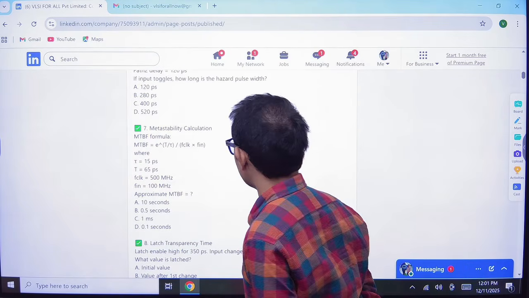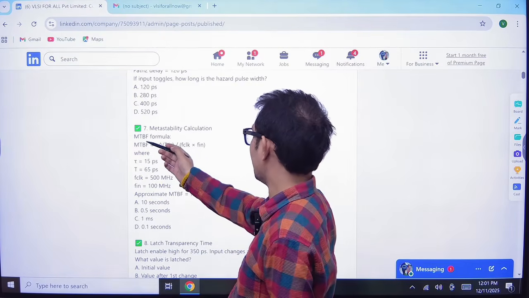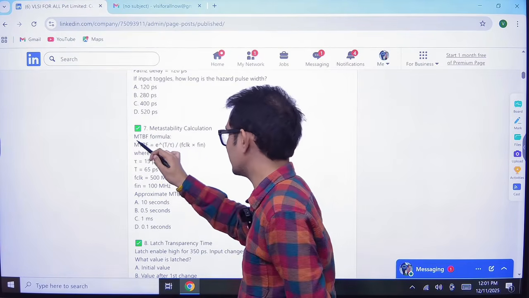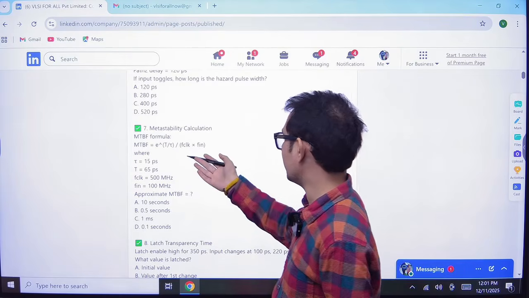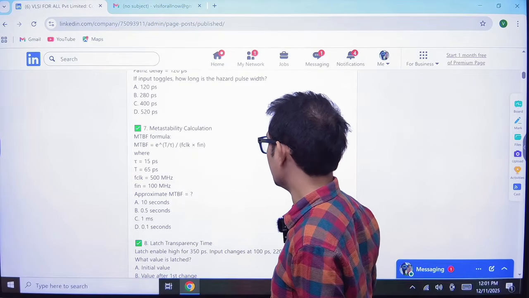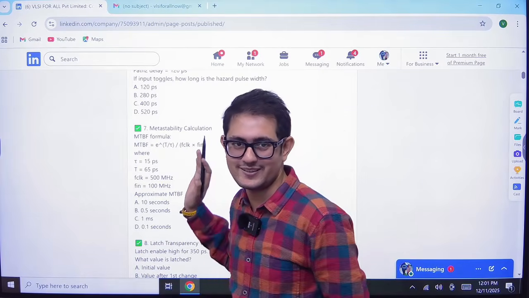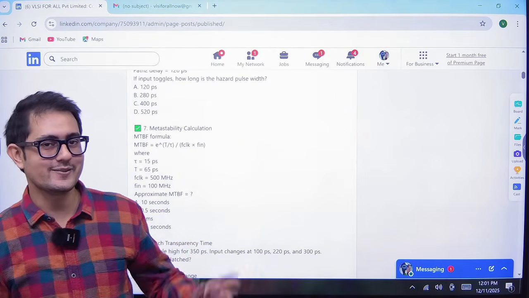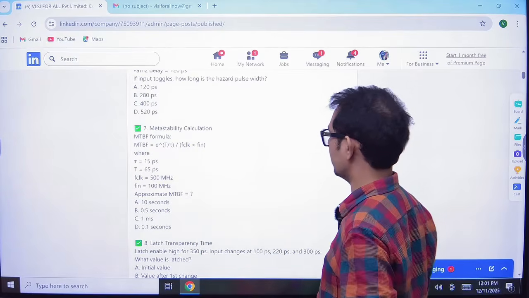So for the metastability calculation, we have the formula. We have seen this MTBF recently in the previous part also. So we have here the generalized formula. We have to just calculate it once, right? So we have seen the theoretical concept also. We are seeing the formula based question also, related to metastability, right?